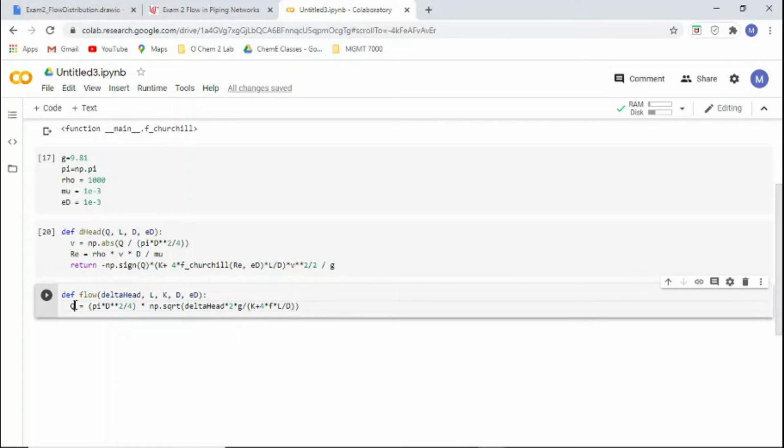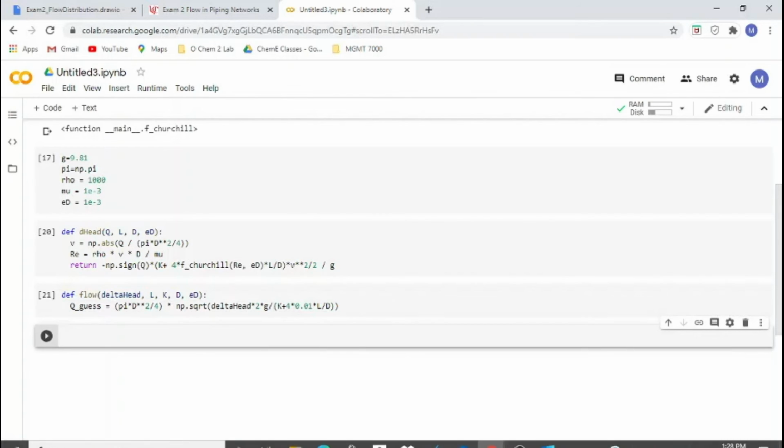So this Q, which is our flow rate, we're going to say is Q guess, because this is our guessed flow rate. And instead of f right here, which is the Fanning friction factor, we're going to put 0.01, because when you look at a graph of the Fanning friction factor, a good guess for that is 0.01. So then we're going to go ahead and shift enter that.